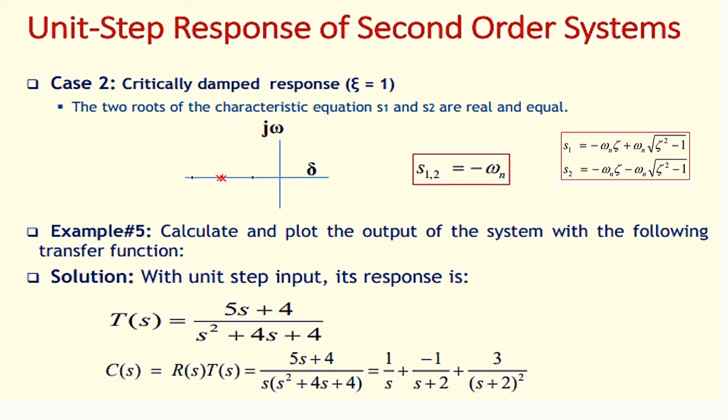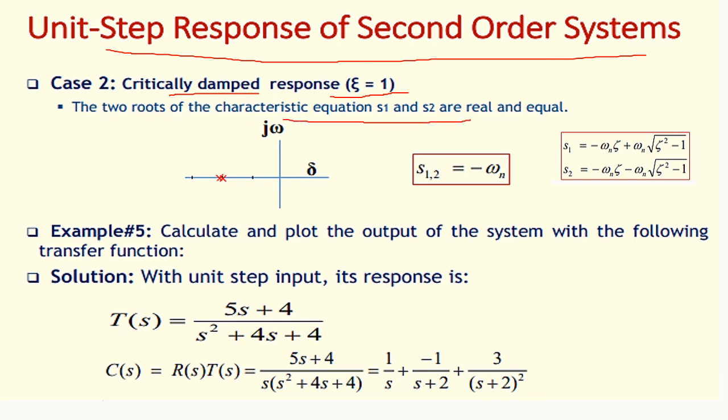So in this case, for the unit step response of a second order system when zeta is equal to 1, that means critically damped, the two roots of the characteristic equation S1 and S2 are real and equal. That means when I substitute zeta as 1, I get real values and both roots are equal. Both S1 and S2 will be minus omega n, where omega n is the natural frequency. Since it is a negative value, the roots or the poles will come to the left side, and since both are the same, you have these values.